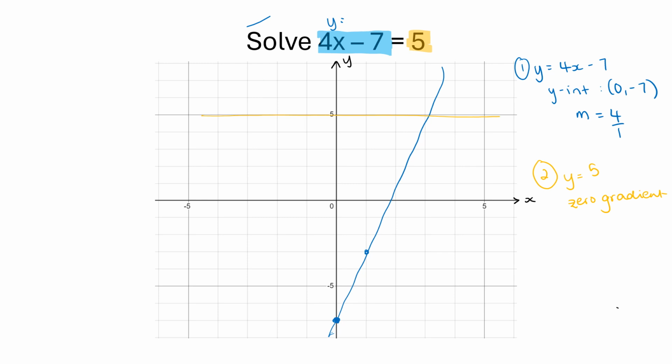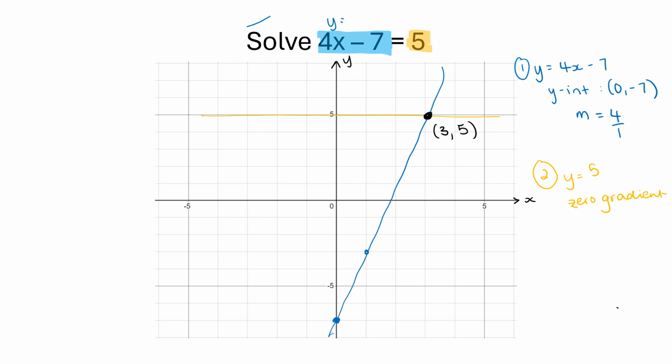Now what you want to be doing to solve this just by looking at it is to find this intersection point here. That's where they're crossing, that is where they're equal, and there's no other point on the graph that they're going to be equal because they're only going to cross past each other once. This point here, we've gone 3 across from the origin and we've gone 5 up.